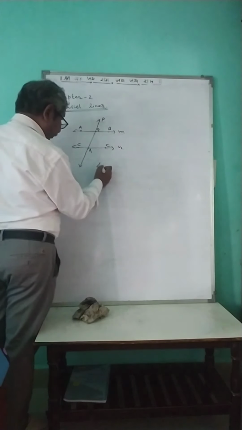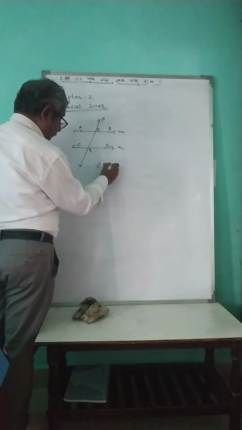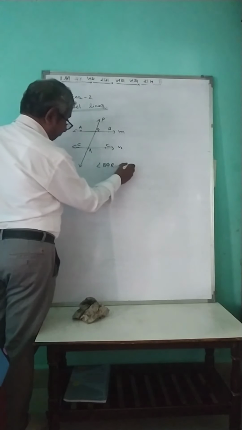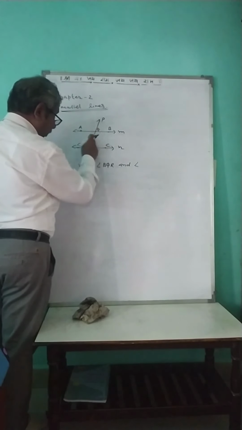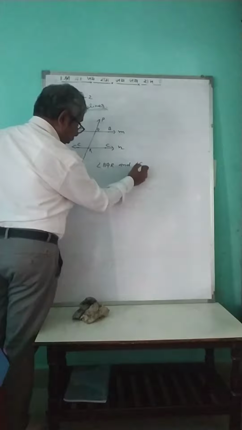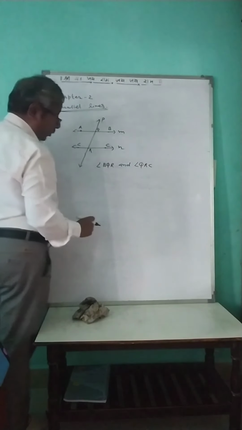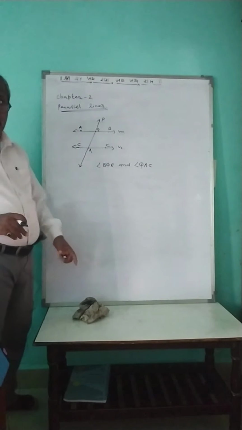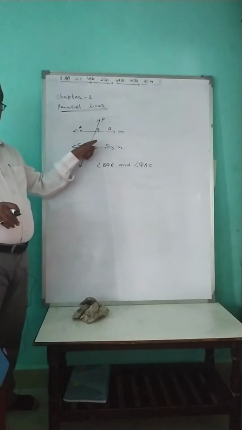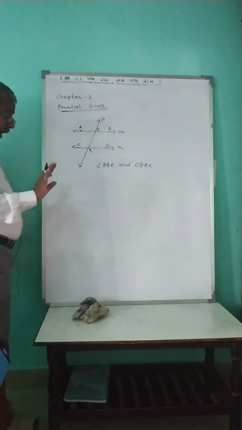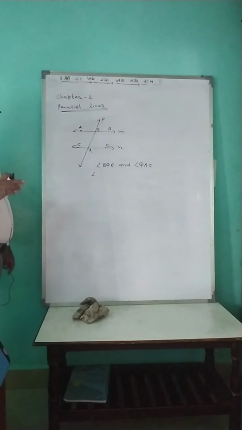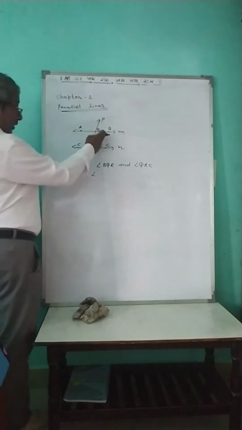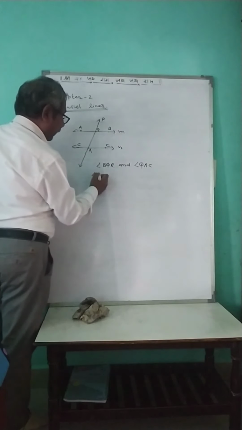Then angle BQR and angle QRC. These two angles are known as the interior angles, and the sum of the interior angles is 180 degrees. That is, these interior angles are supplementary.